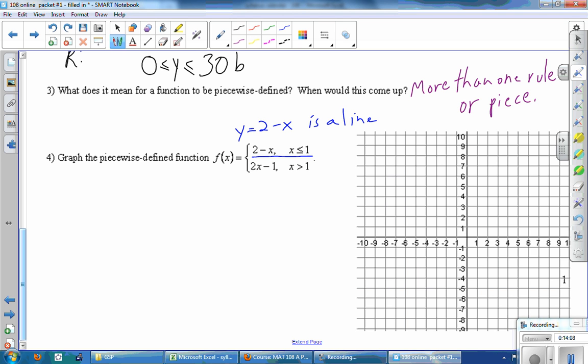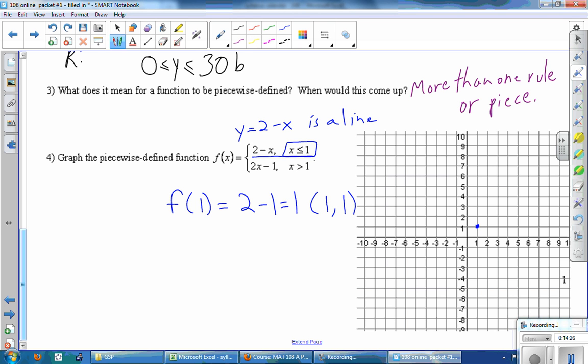One point that I'm definitely going to pick is the one where the rules change. So if I plug in x equals 1 into that top rule right there, 2 minus 1, we get 1. So this is the point, x is 1, and it turns out y is also 1. So I'm going to start there by plotting that point.